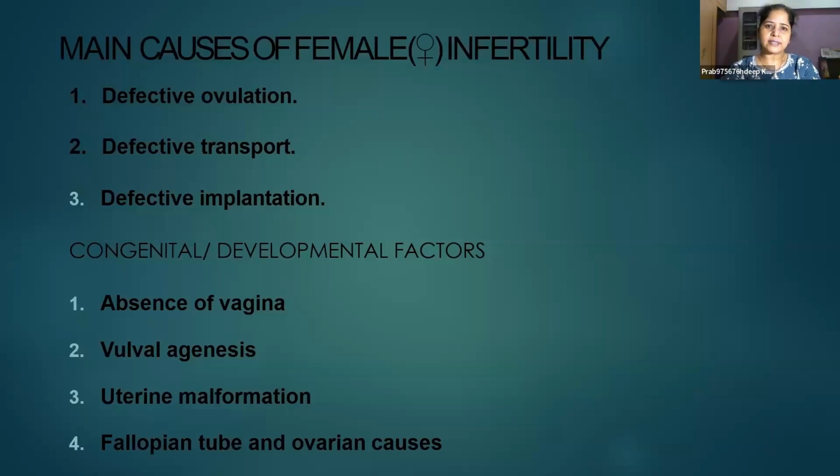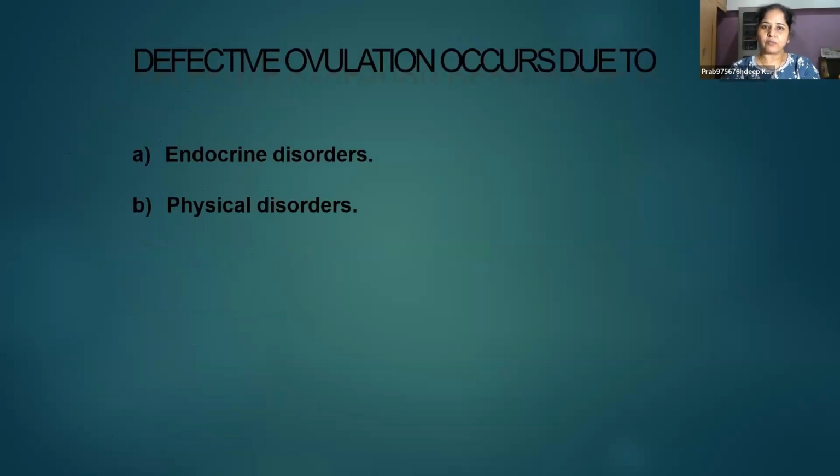The major causes responsible for female infertility are defective ovulation, defective transport of the ovum, or defective implantation of the fertilized zygote. Then congenital developmental factors like absence of the vagina, vulval agenesis, uterine malformations, and fallopian tube and ovarian causes. Defective ovulation occurs due to either endocrine disorders or physical disorders.